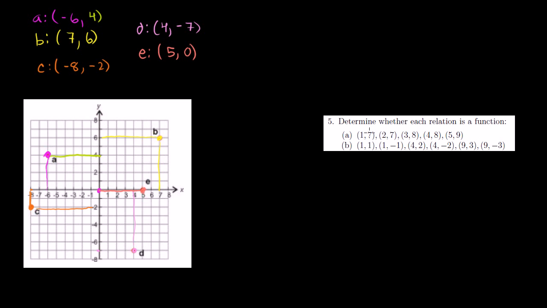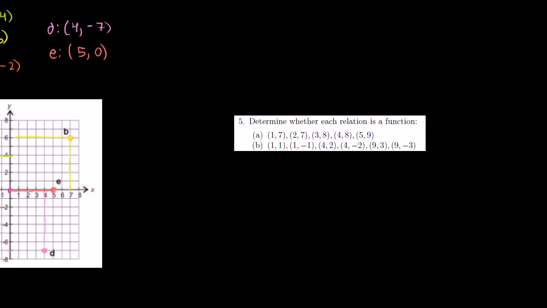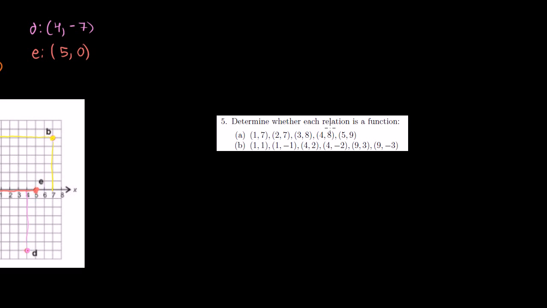Now, this problem 5 here, let me scroll over a little bit. They say determine whether each relation is a function. So here, the trick is to realize that a relation is not a function if they define two values for a given x. Let me give an example here. If I wrote that f of x is equal to 5 if x is equal to 1, or it's equal to 6 if x is equal to 1.